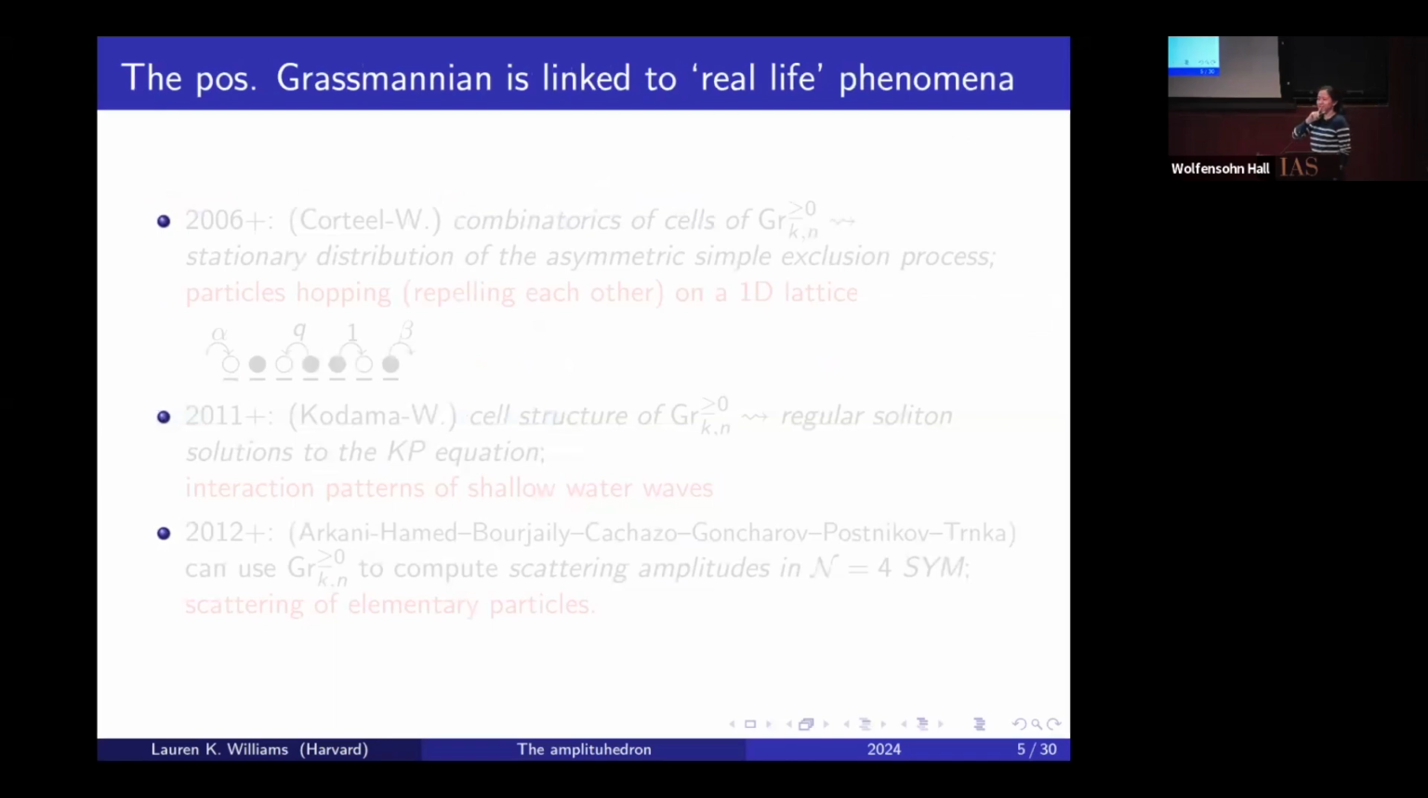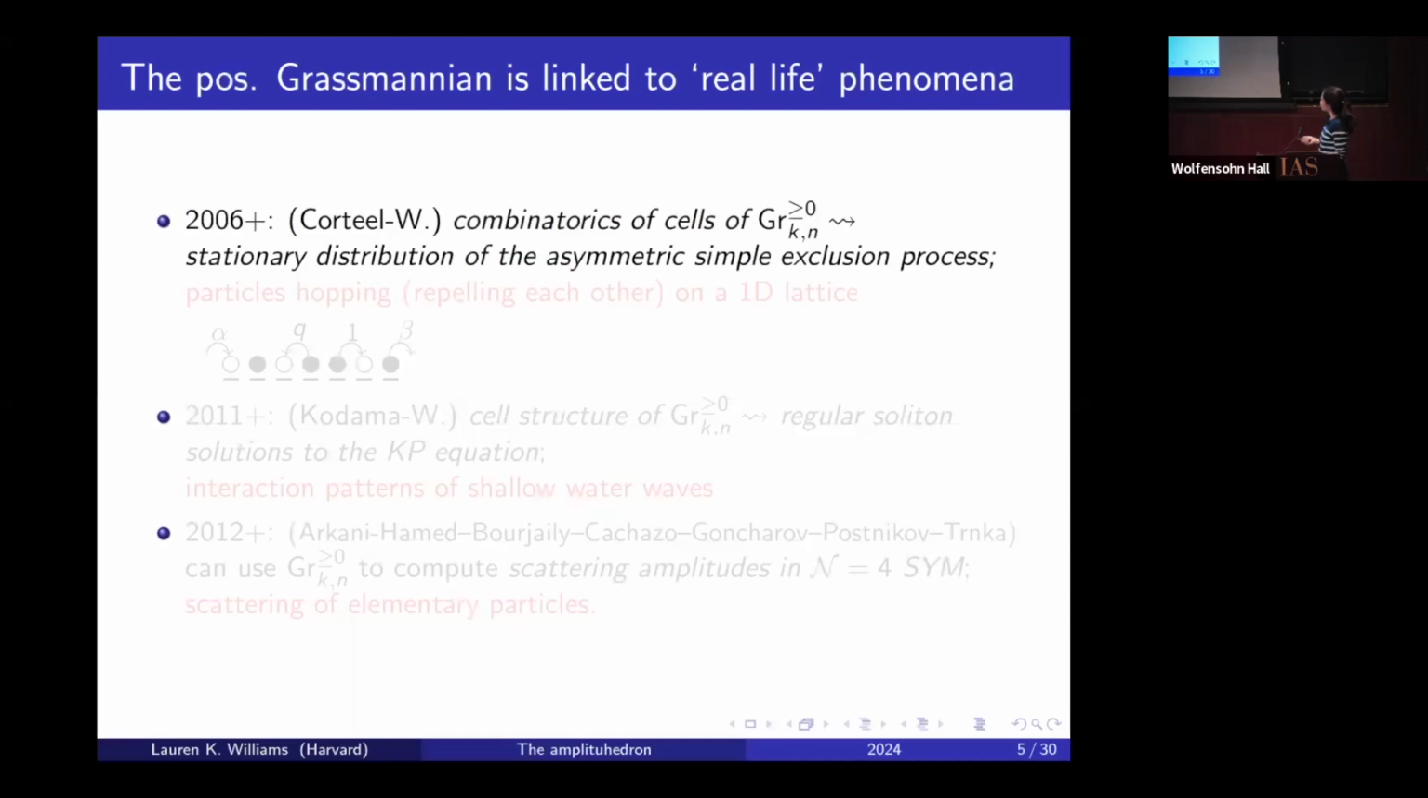Okay, so let me just mention a few ways in which the positive Grassmannian has come up in, quote unquote, real life phenomena. Back in 2006, it was a surprise to me when, with work with Sylvie Corteel, we made a link between the combinatorics of cells of the positive Grassmannian and the stationary distribution of the asymmetric simple exclusion process. This is a model from statistical mechanics in which particles hop and repel each other on a one-dimensional lattice. And for some reason, the probabilities can be encoded very compactly using the combinatorics of cells.